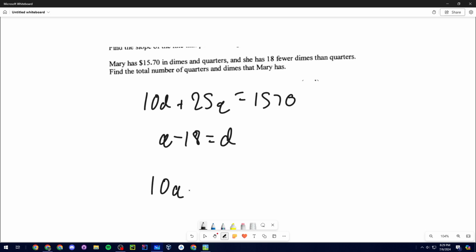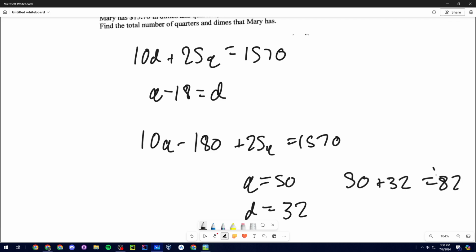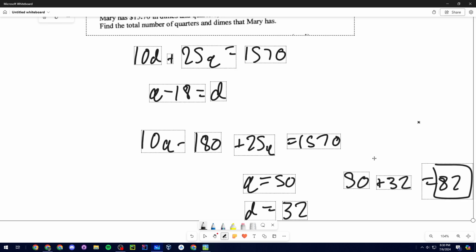Basically, 10Q minus 180 plus 25Q is equal to 1570. 1570 plus 180, divided by 35, is luckily an integer. Q is 50. And then Q minus 18 is 32. So 50 plus 32 is equal to 82. All right.